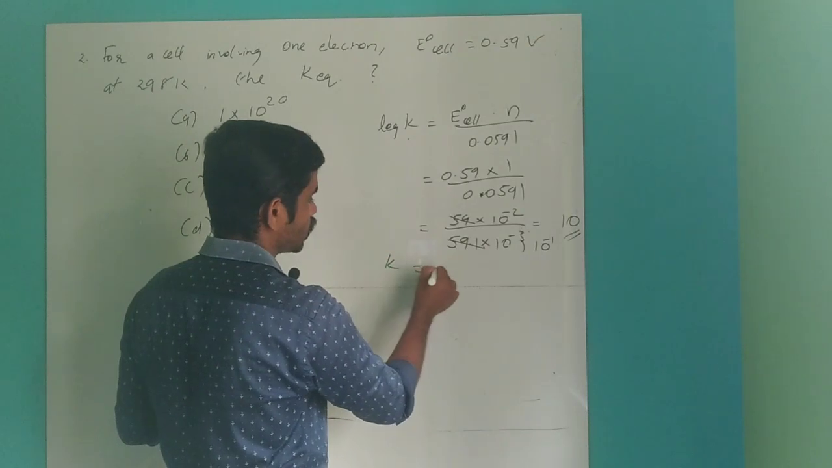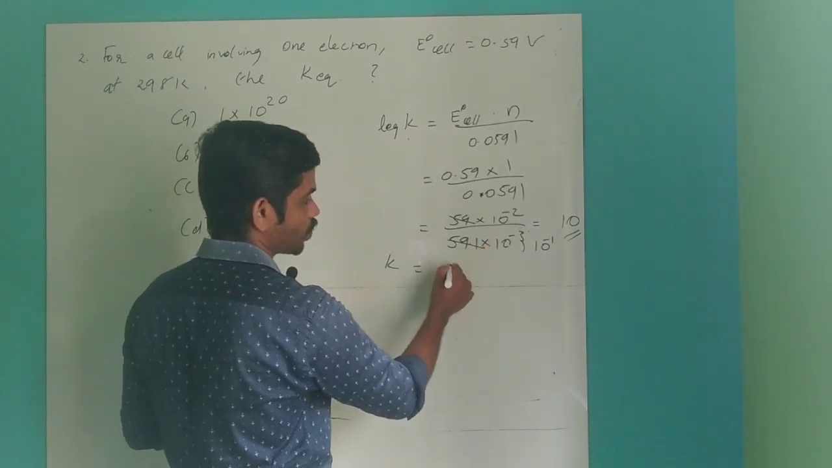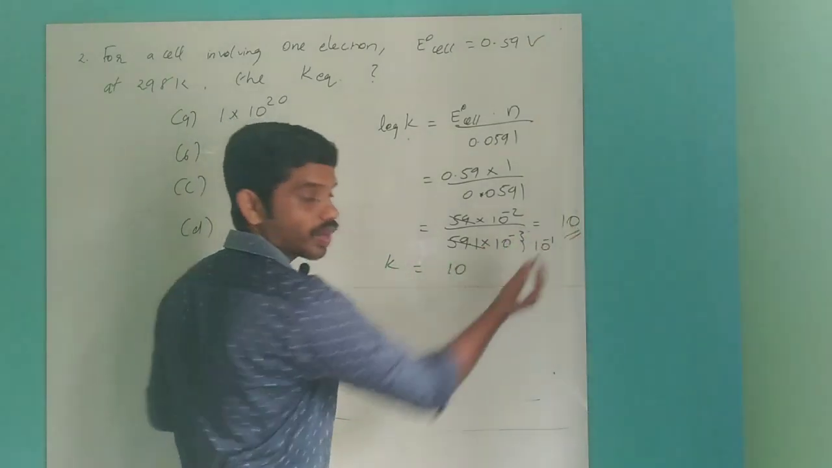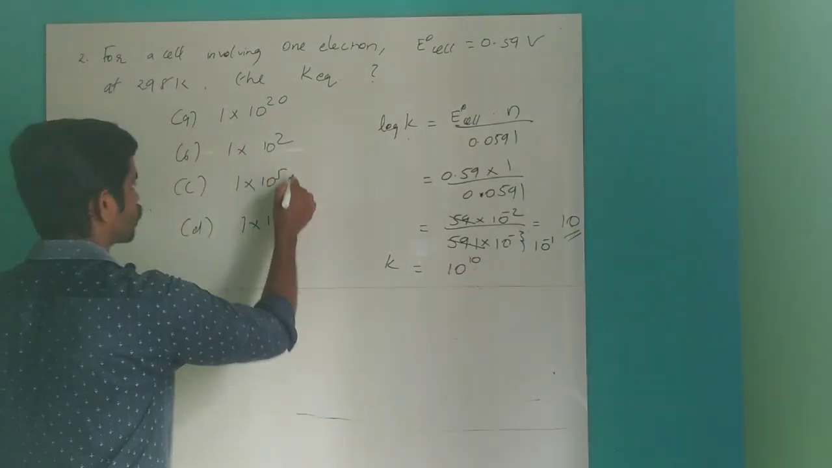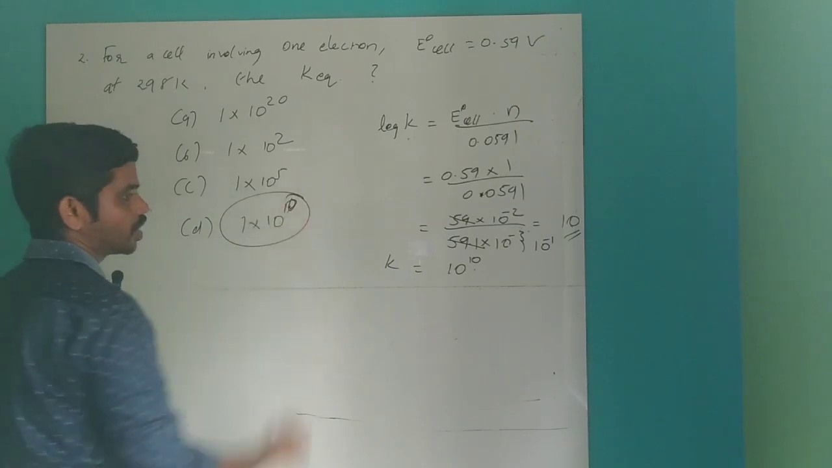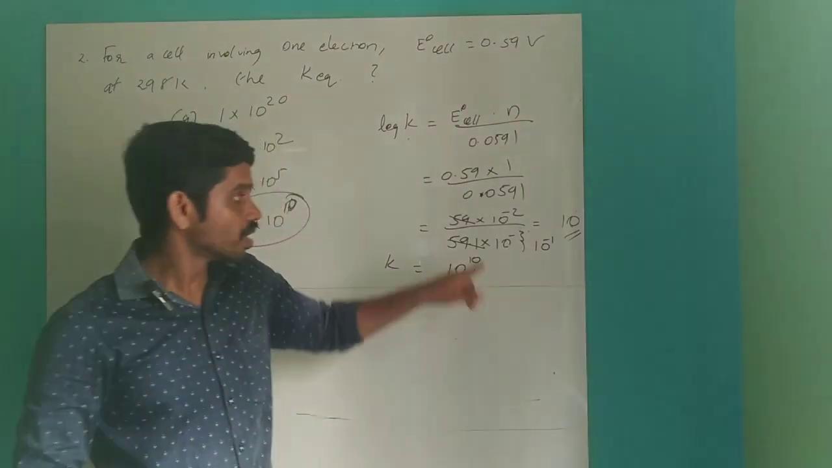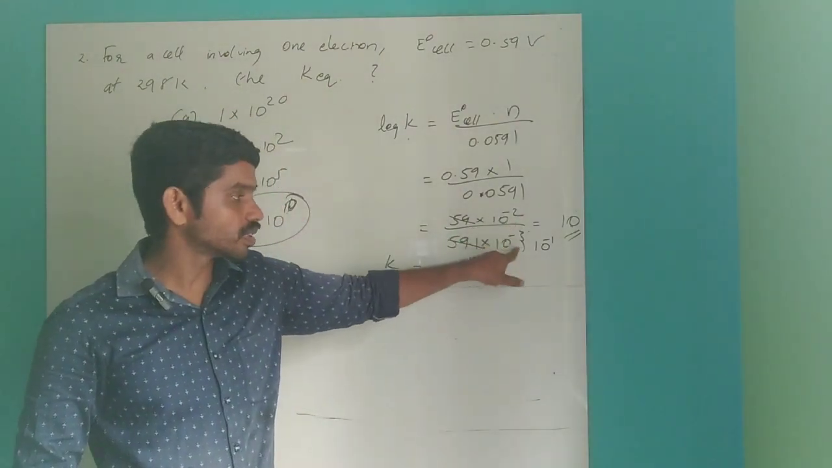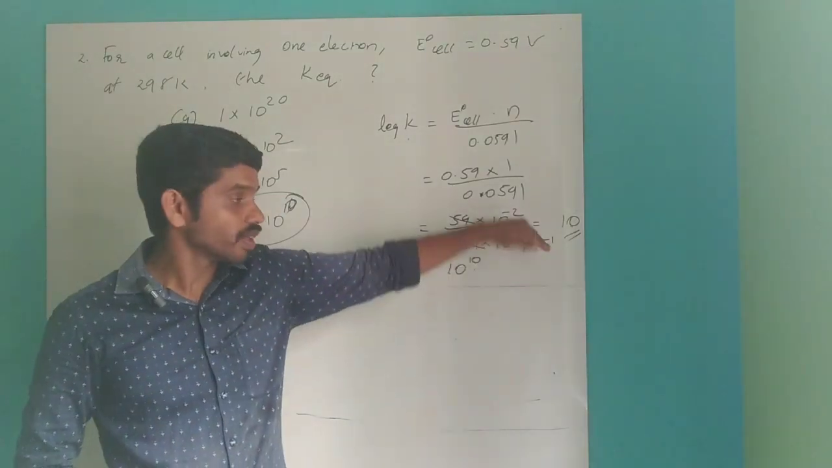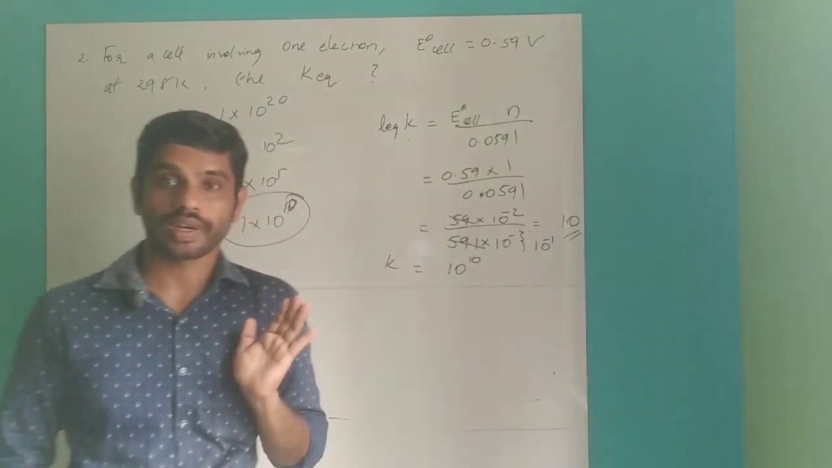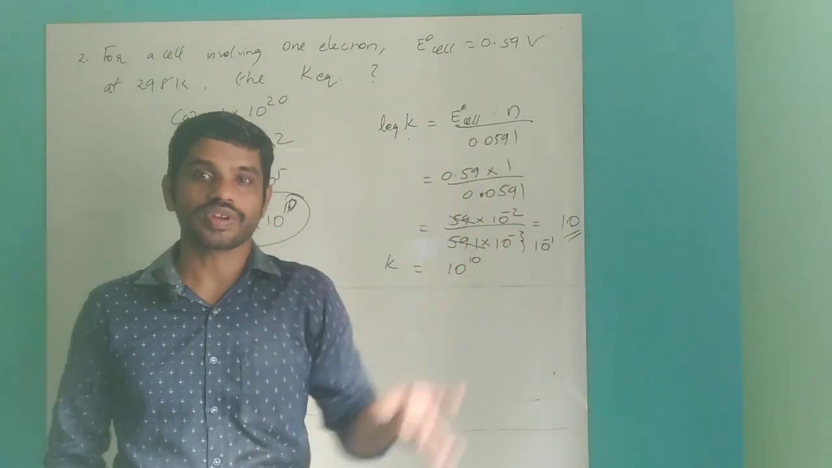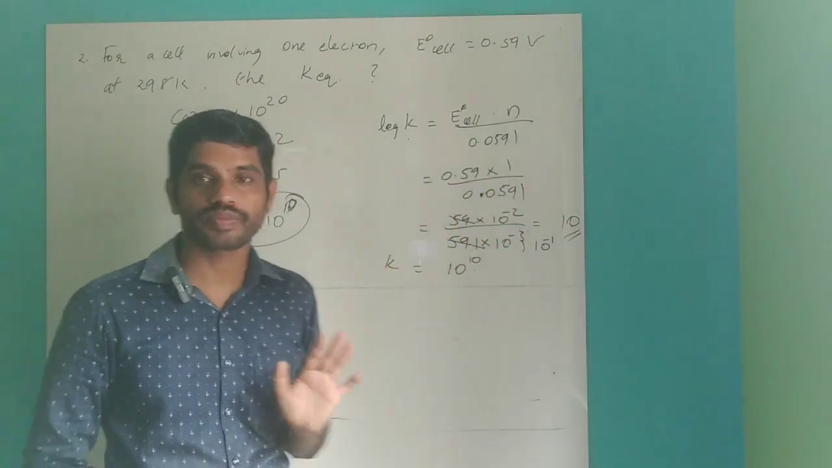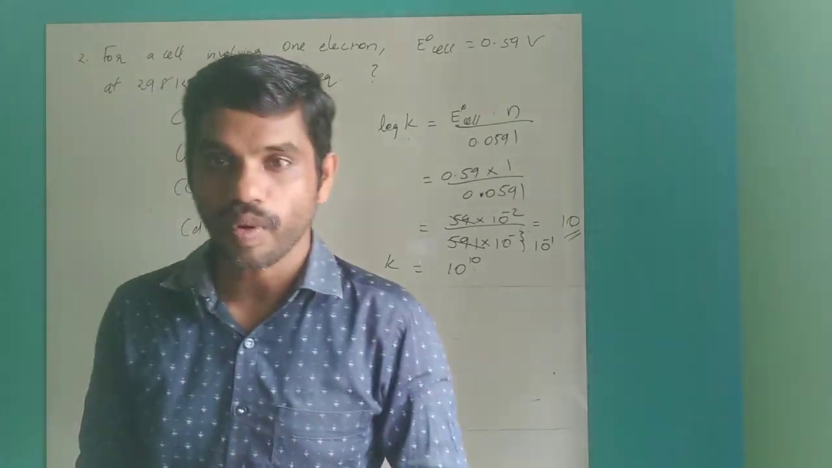So K is equal to the anti-log of this value, that is, you raise 10 to this value. So 10 power 10. Option D is the right answer. When you take it above, it will become 10. This value you raise above 10; that is the anti-log. Now you will get the equilibrium constant.